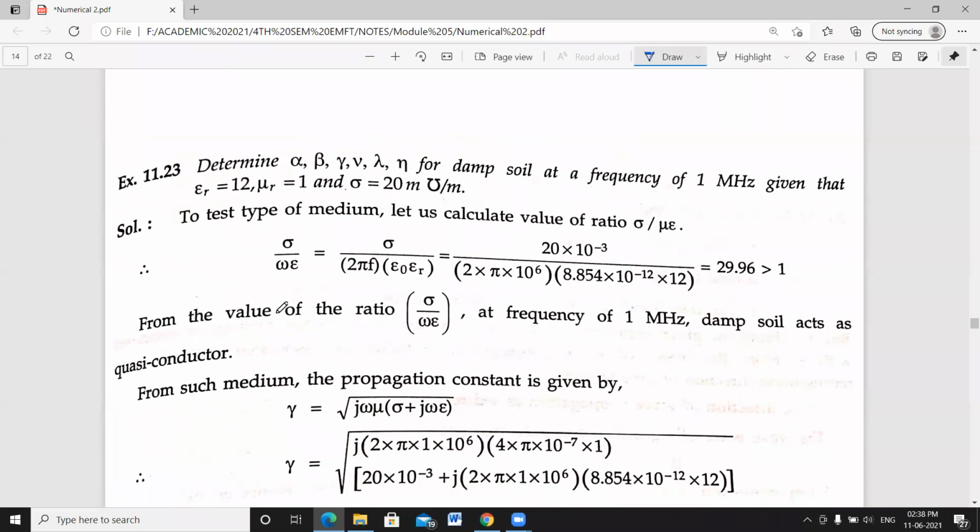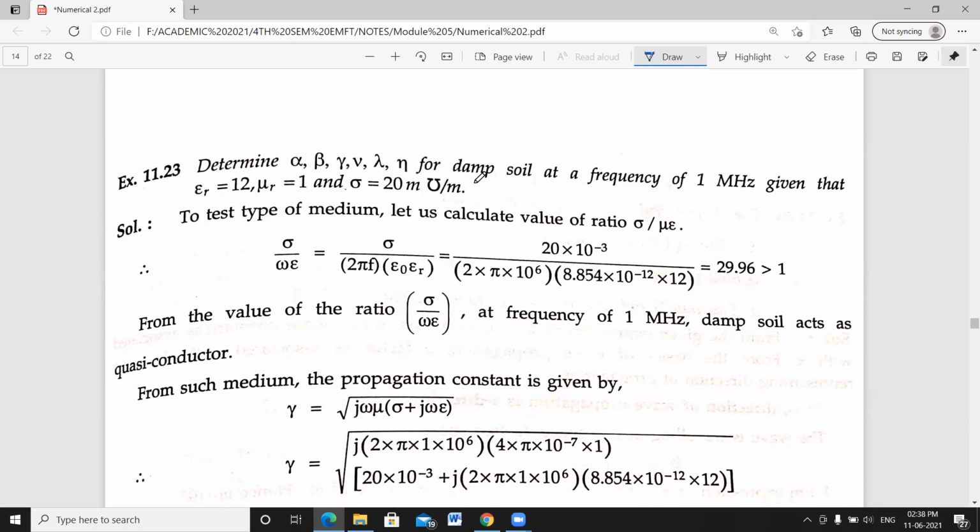Okay, one more problem. It is similar to the previous one. Determine alpha, beta, gamma, velocity, lambda, and also the intrinsic impedance eta for damp soil at a frequency of 1 megahertz, given that epsilon r, mu r, and sigma are 12, 1, and 20 millimho per meter.